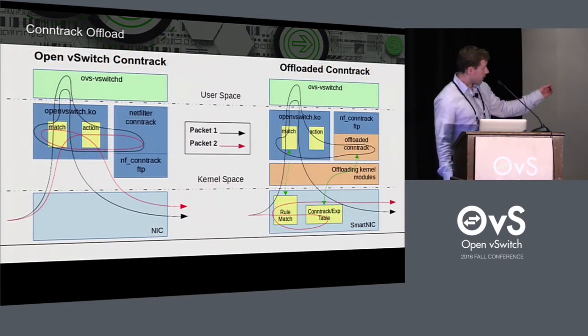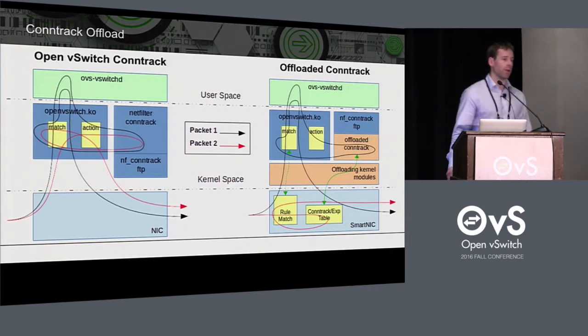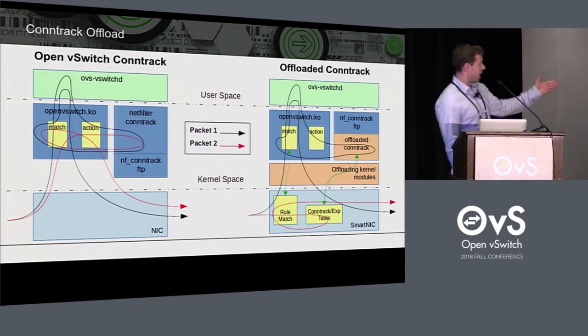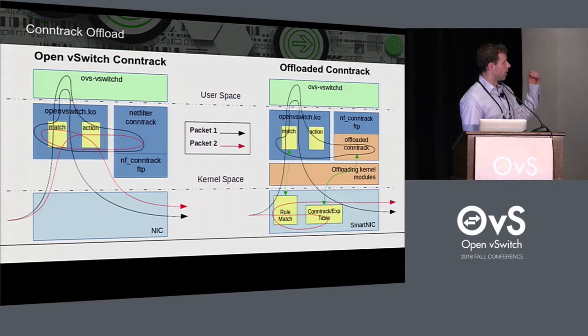On the left is a bit of a messy depiction of how OVS would currently work, from traffic coming in from a network and going out to the network, but going through connection tracking. I've tried to highlight with the black line the first packet, and with the red line the second or third packet, and really the fast path packets here.